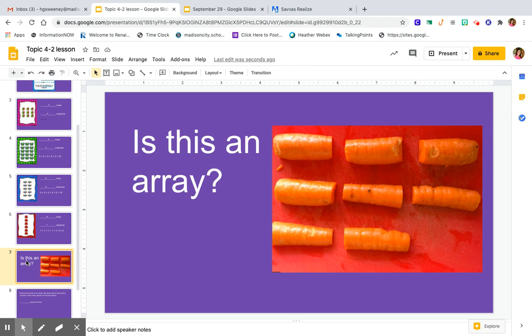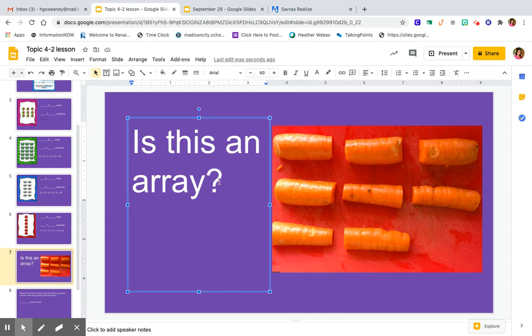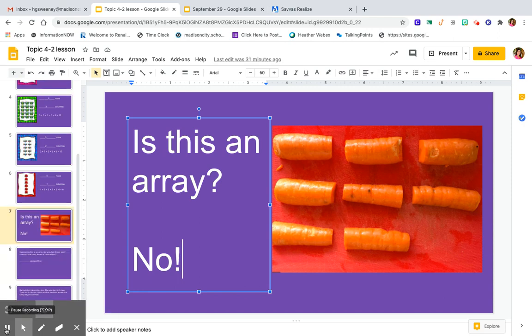Now let's look at this next one. Here's a picture. I want you to tell me, is this an array? Write it down on your math notebook. You should have come up with the answer no. And the reason why is because there are not equal rows. There's 3 in this row, 3 in this row, but there's only 2 here. So this is not an array. We could not use repeated addition for this problem. Okay, so now we're ready to try the next problem.